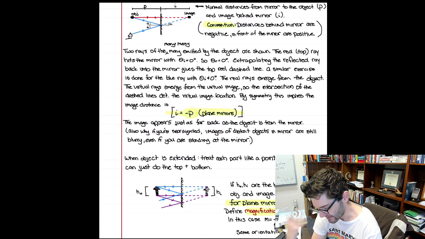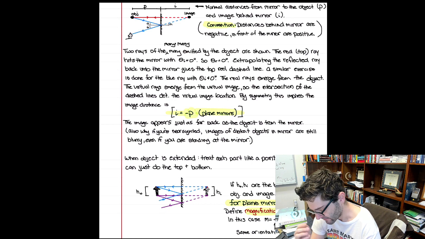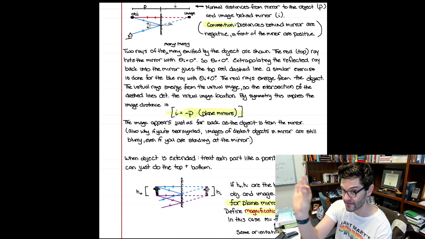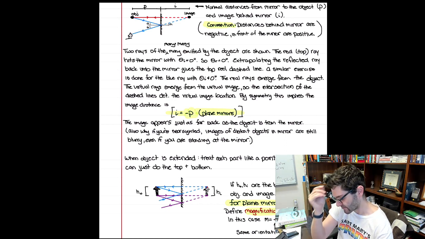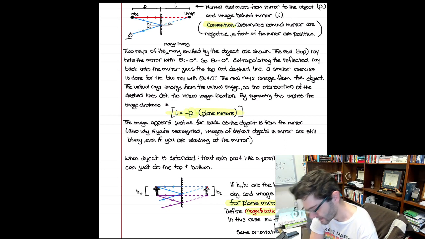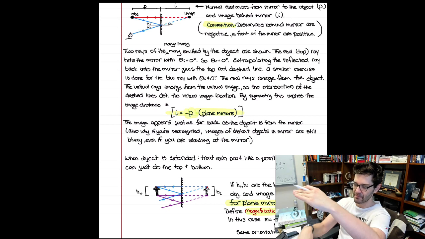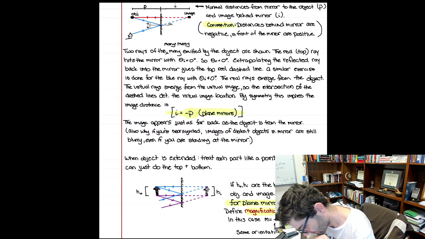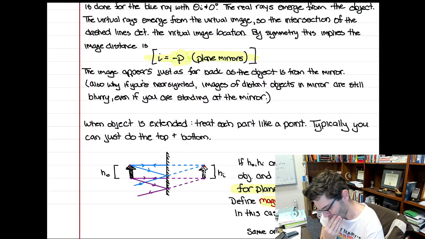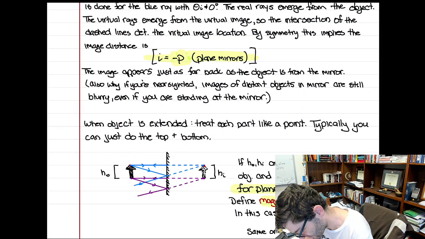Now what if you had an extended object? Well, if you had an extended object, then you can just treat each part of it like a point. And there are rays of light coming off in all directions from each point on that object. Usually you can just look at the top of the object and the bottom of the object, and then you can fill in the blanks. So I do that example here, where usually we use just an arrow to quantify the orientation and size of the object. So I could also call this the original height, or the height of the object.